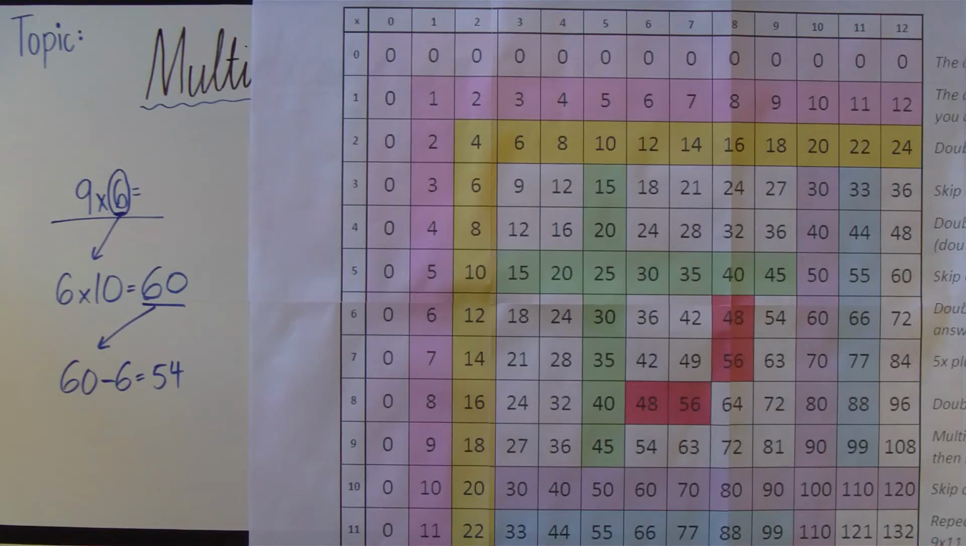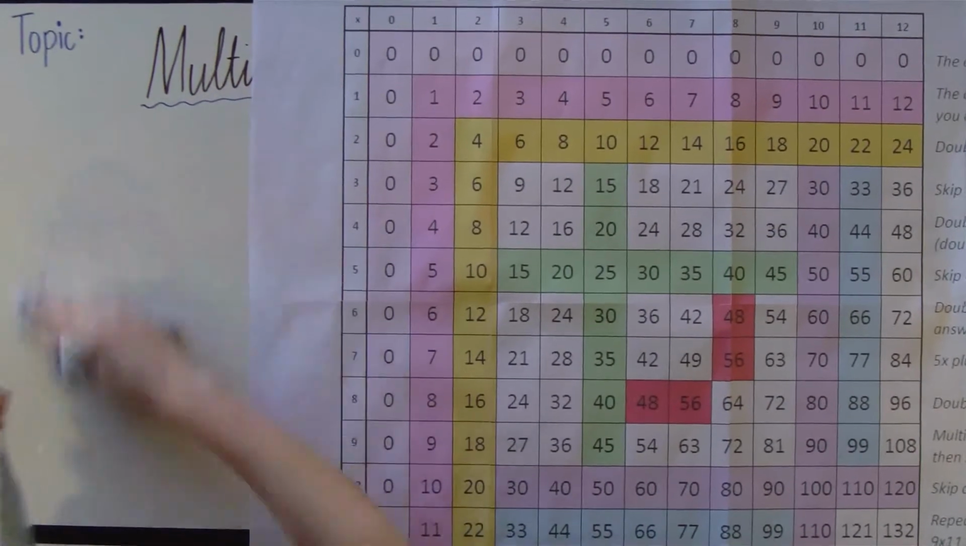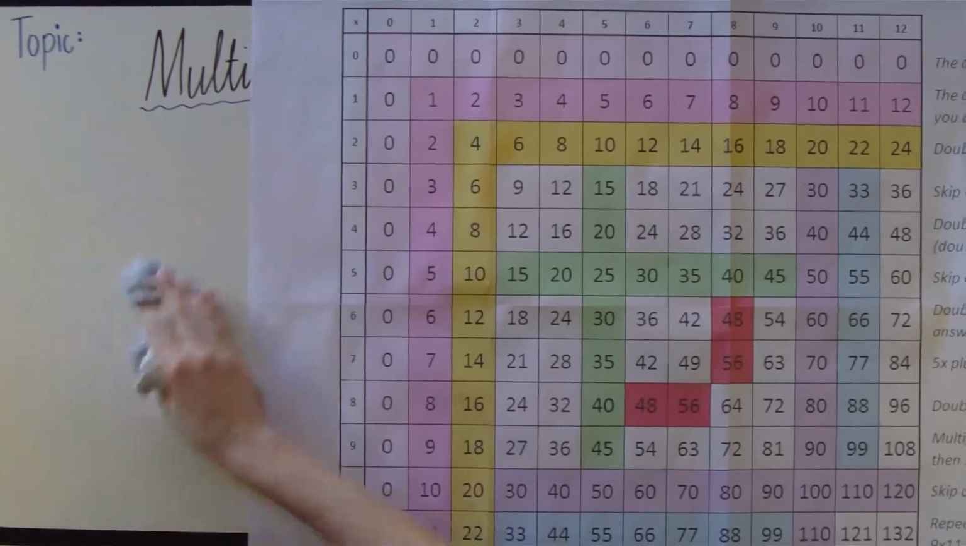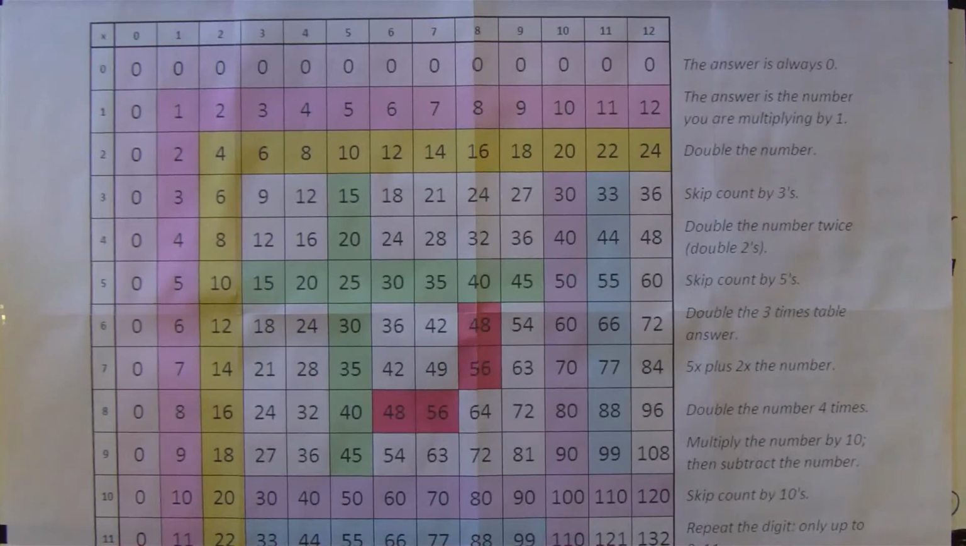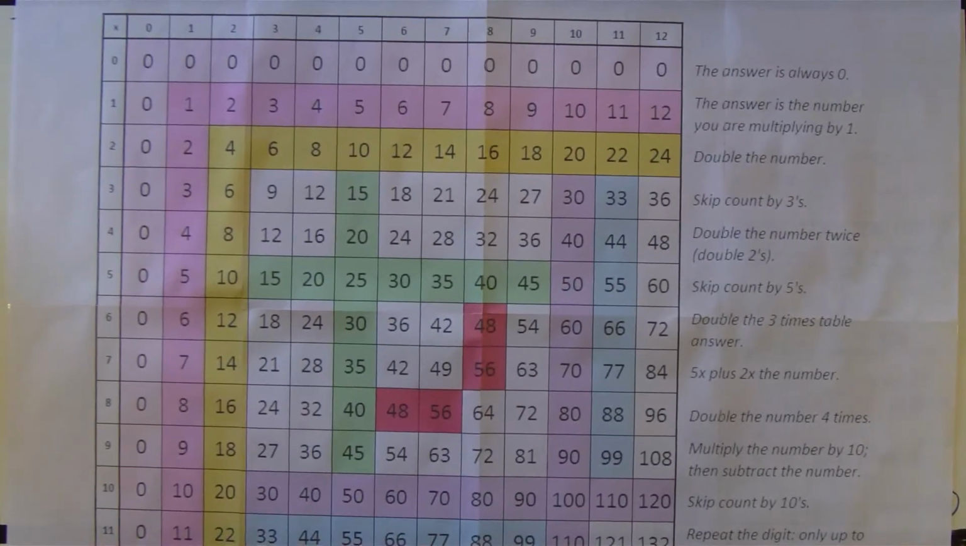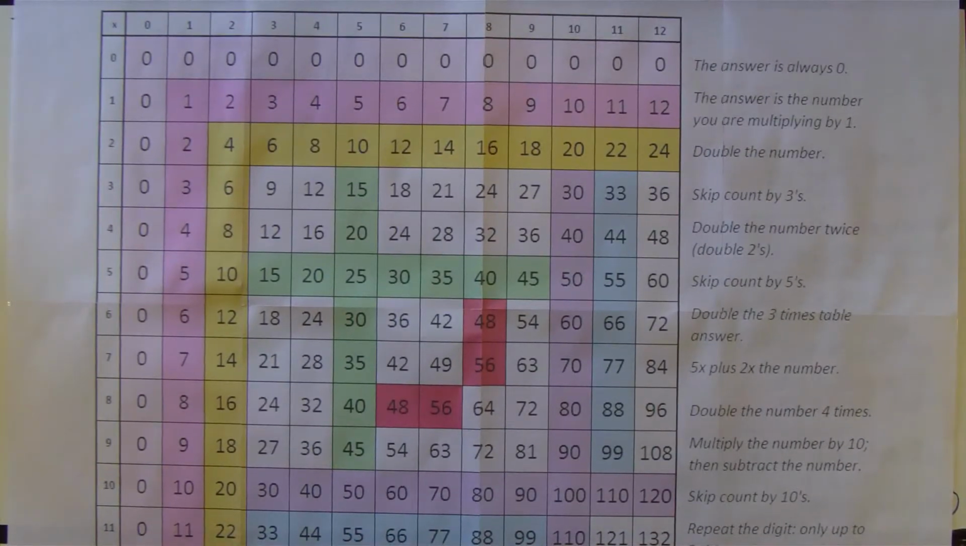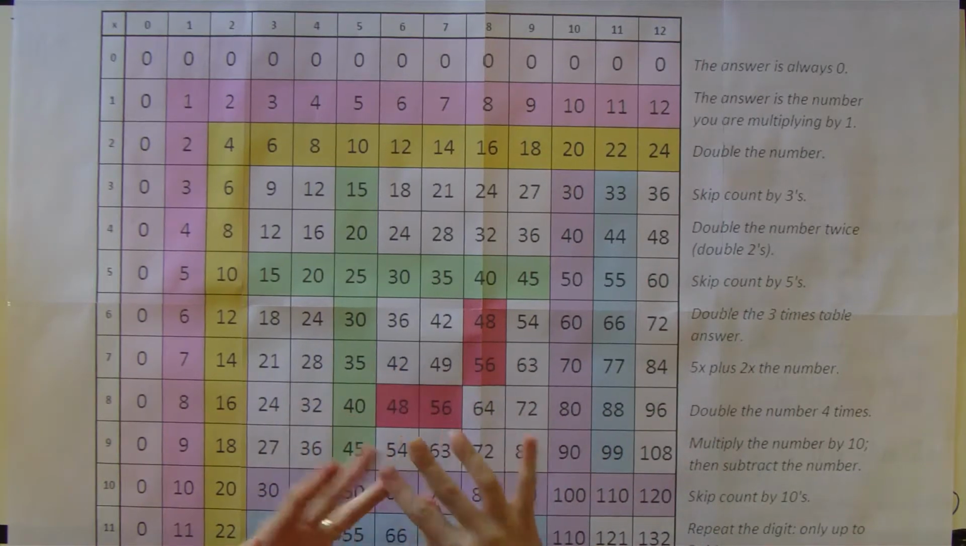Wonderful. So the next one we're going to look at are the 11s. And with the 11s, it's pretty much just repeat the digit, but that's only up to 9 times 11. After that, it's best just to try and remember those last 2 facts. Or 3 facts, sorry, for the 10 times 11, 11 times 11 and 12 times 11.